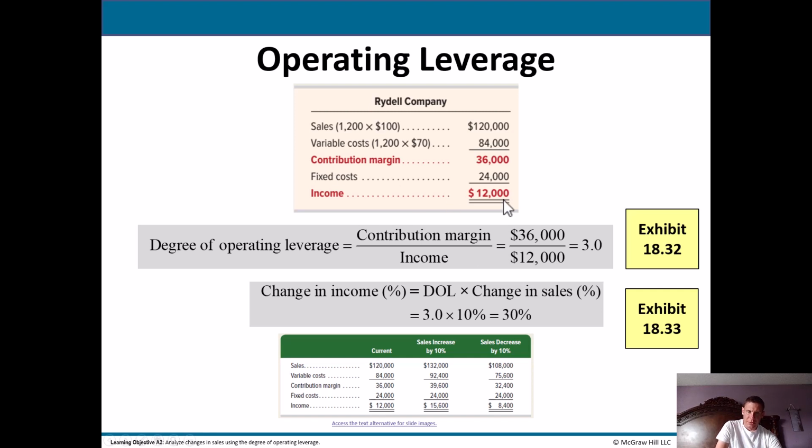And if you notice the income, 12,000, right? Look at the sales, 120,000, right? So you can kind of see where the 10% is coming from.